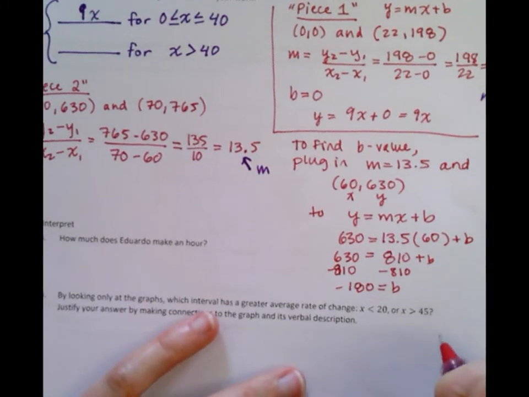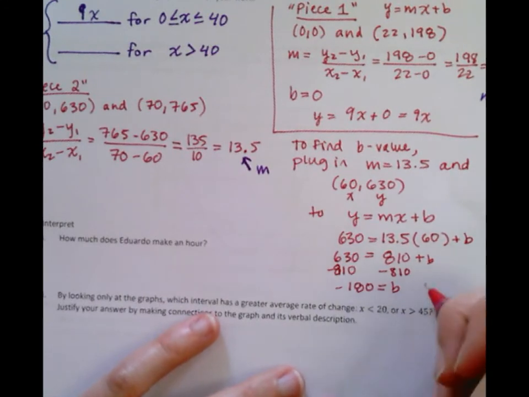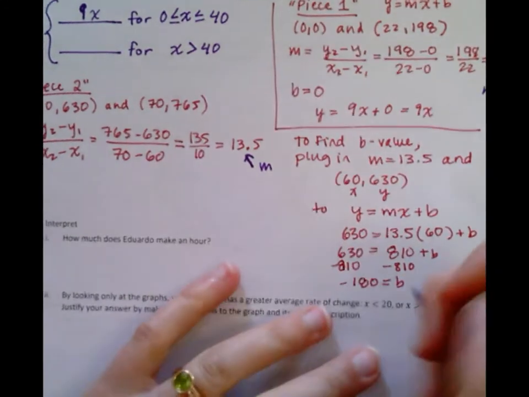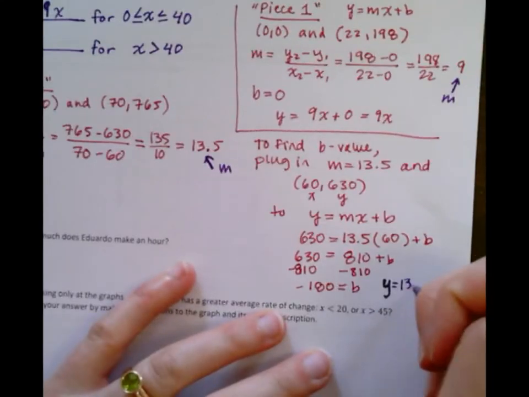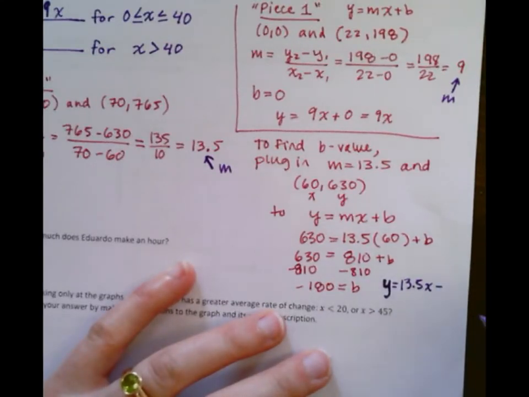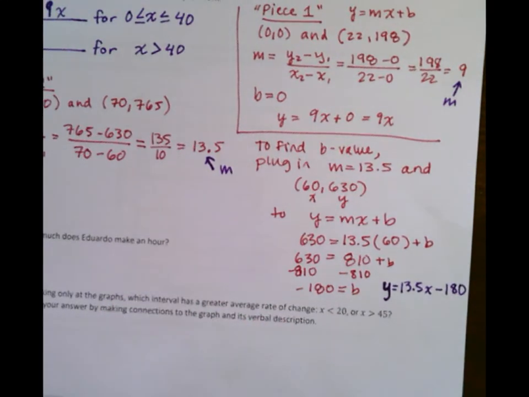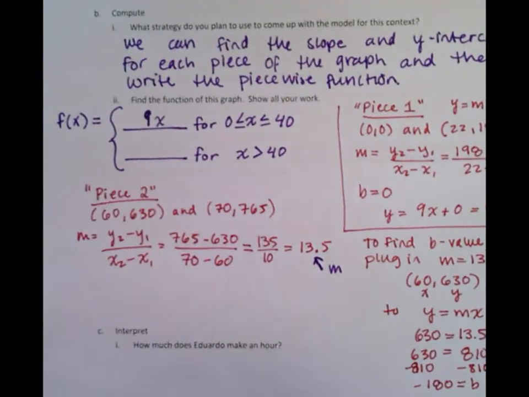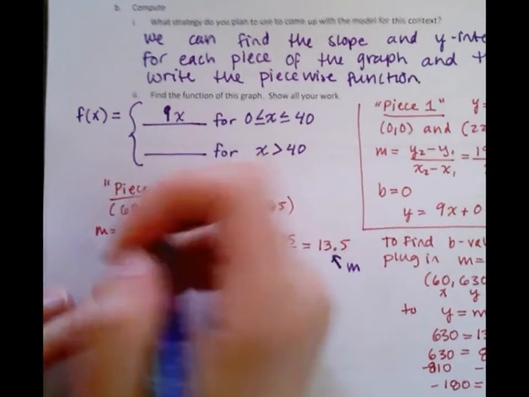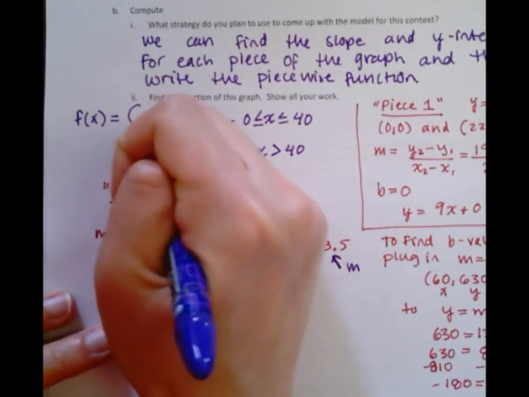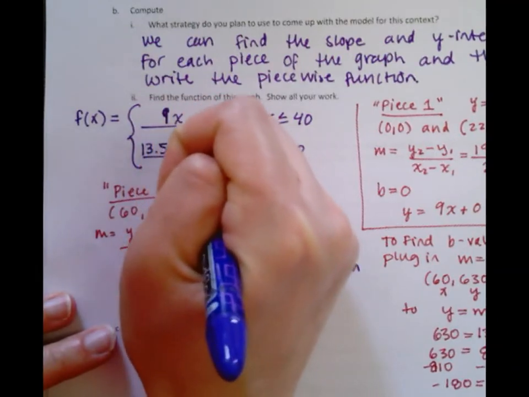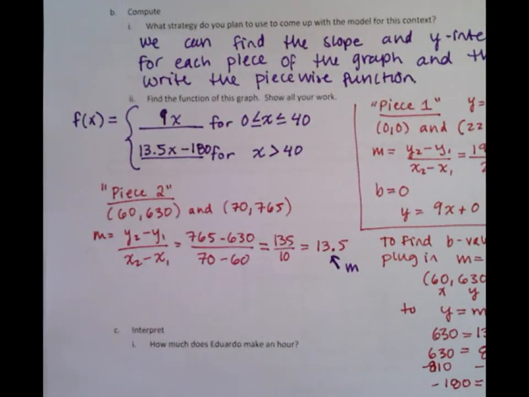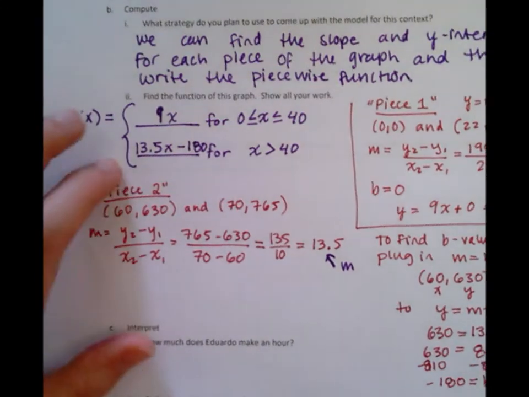And now, what do I know? Now I'm able to write my entire equation, because now I know m and b, so it would be y equals 13.5x minus 180. And that's what I'm going to write in this last piece of my piecewise function up here. But I don't need the y equals, because that's like my f of x over here. So I just need 13.5x minus 180. And that is just a quick video for how we create the piecewise function.